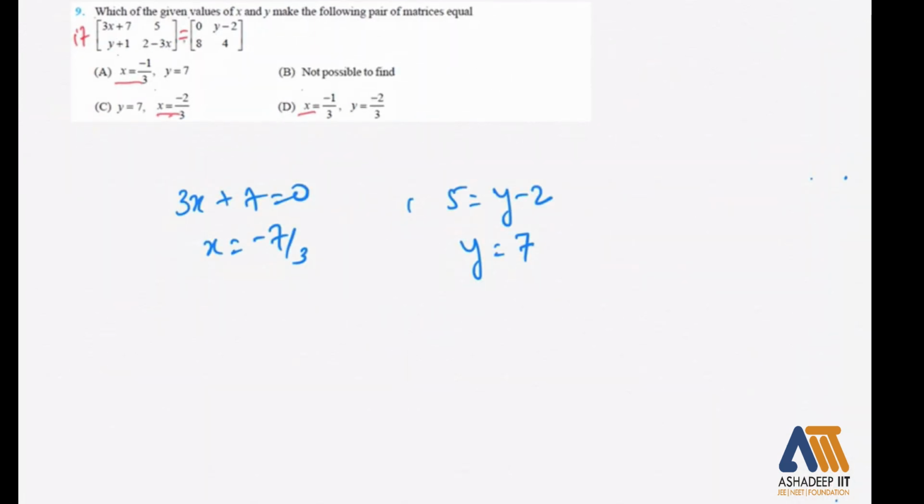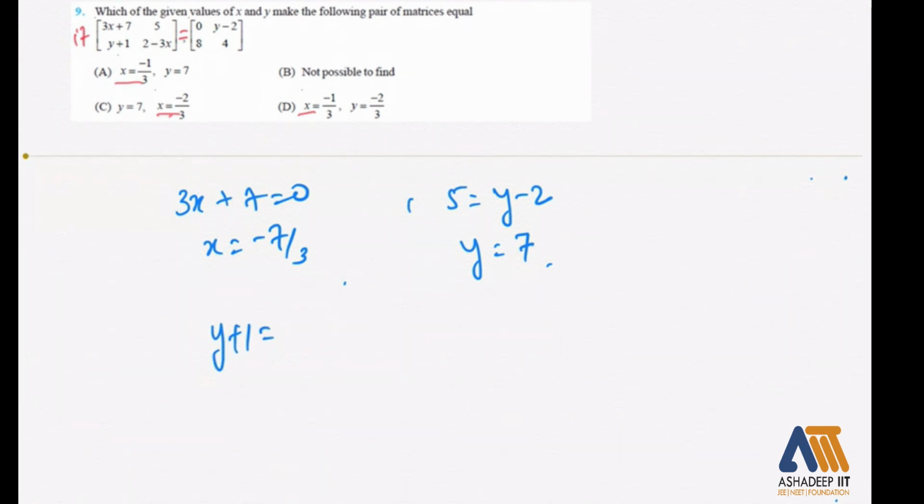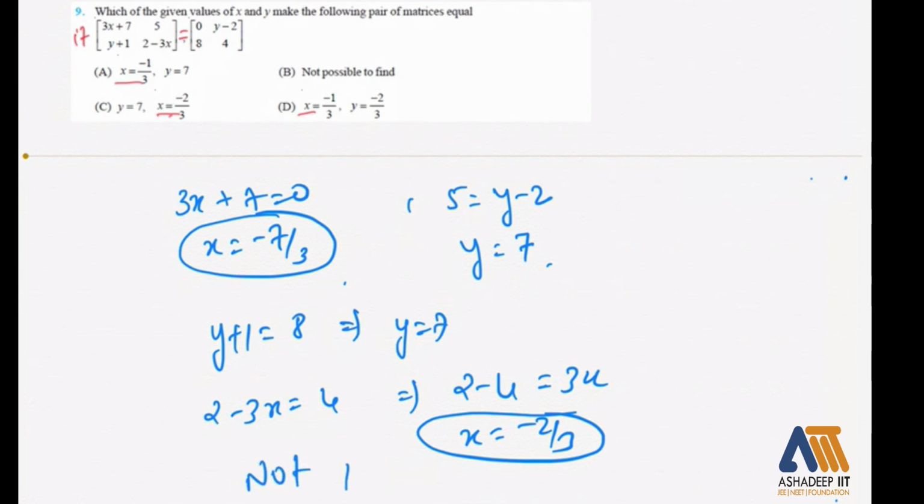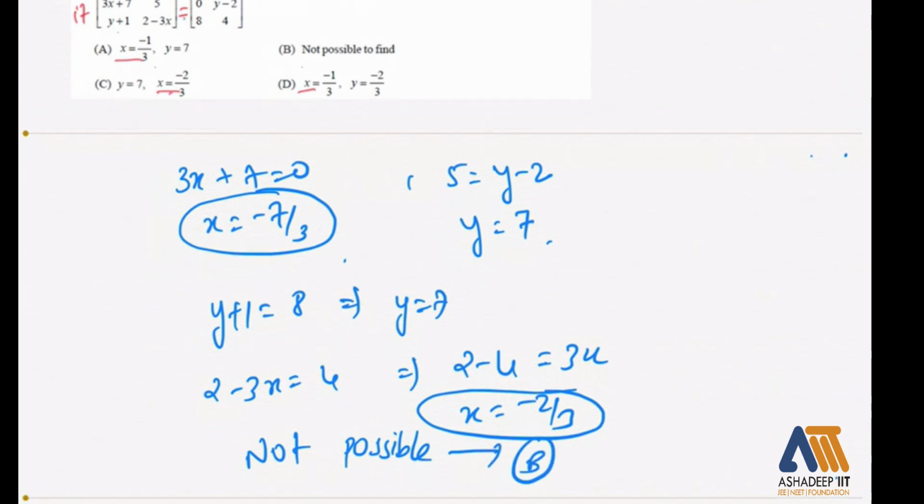Again, we have another value, y plus 1 is equal to 8. So again we will get y is equal to 7, and 2 minus 3x is equal to 4. It implies that 2 minus 4 is equal to 3x. So x is equal to minus 2 by 3. So here we get two different values for x, which is not possible. So in this case, the answer is not possible to find. Option B.